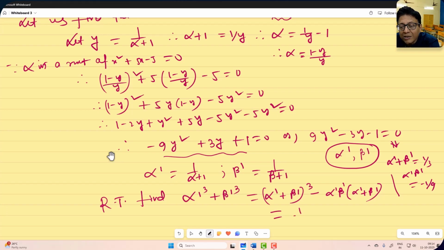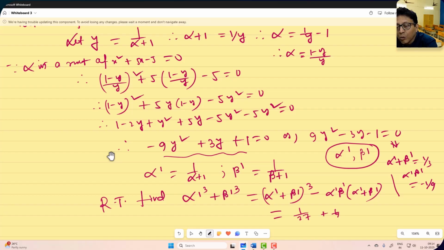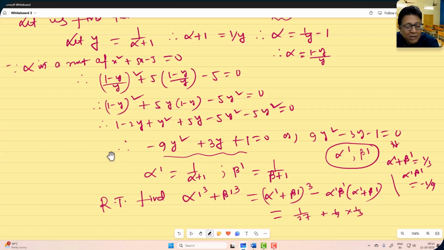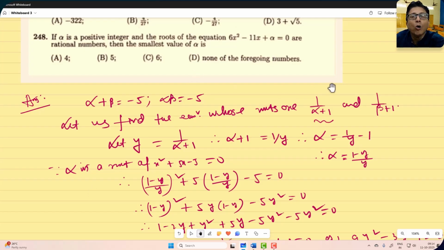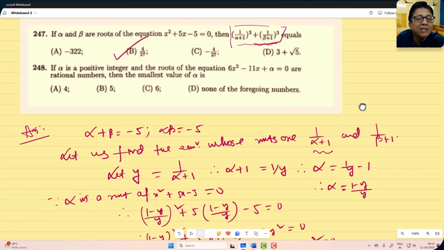If we substitute here, it is 1 by 27 plus 1 by 9 into 1/3. Because alpha dash, beta dash are given here in that form, and sorry, here 3 will be there because a cube plus b cube is (a plus b) whole cube minus 3ab into (a plus b). So this is 1 by 27 plus 1 by 9, that is 4 by 27. 4 by 27 is an option over there. So option B is correct.